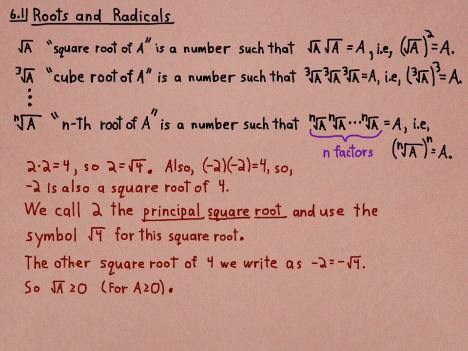So notice for at least this section, we're assuming all of the quantities are real numbers. And so that means that this A for the square root is going to have to be greater than or equal to 0. If A is negative, this turns out to not be a real number. So if A is greater than or equal to 0, then this quantity is also greater than or equal to 0.